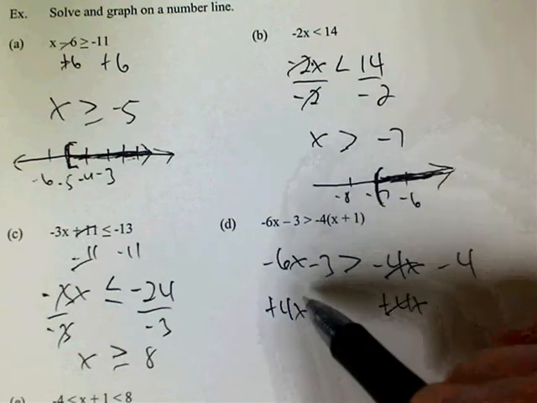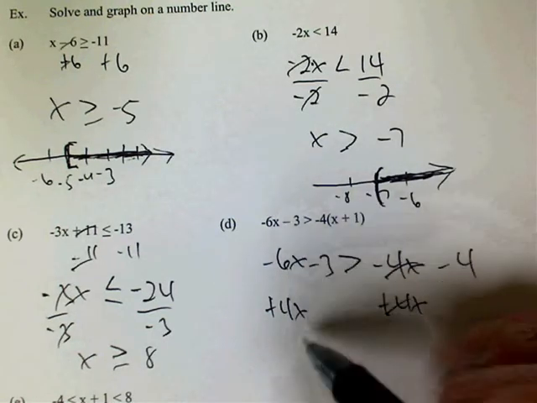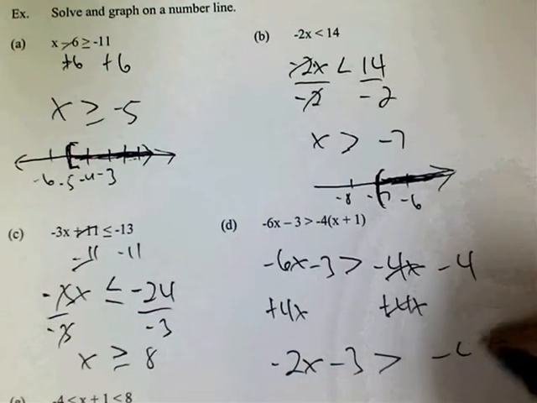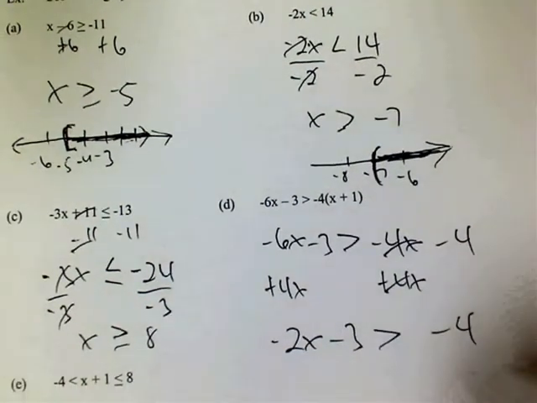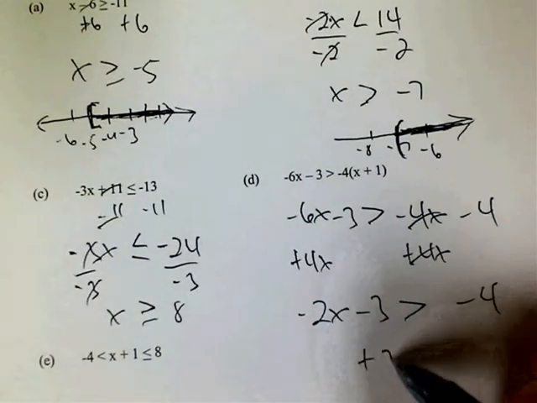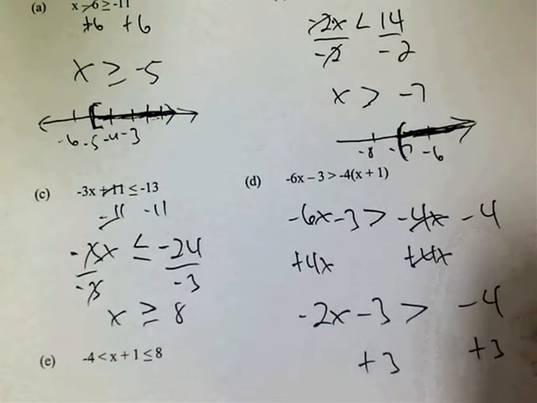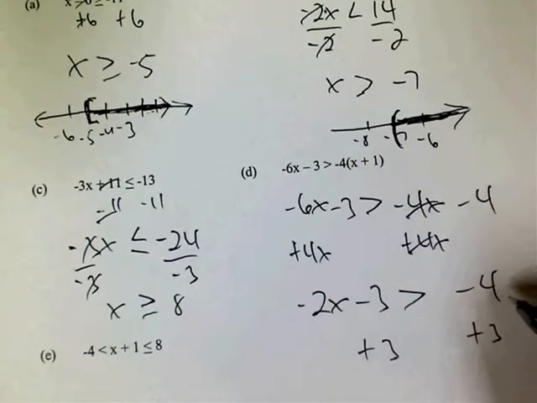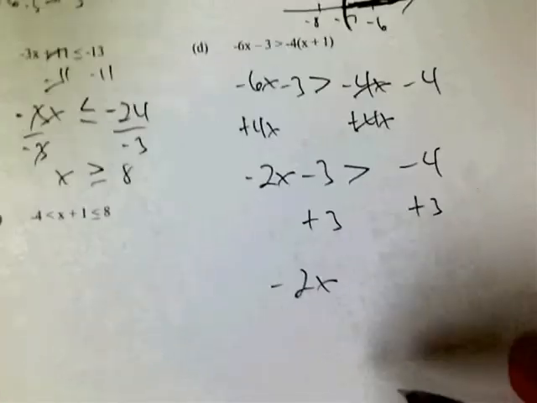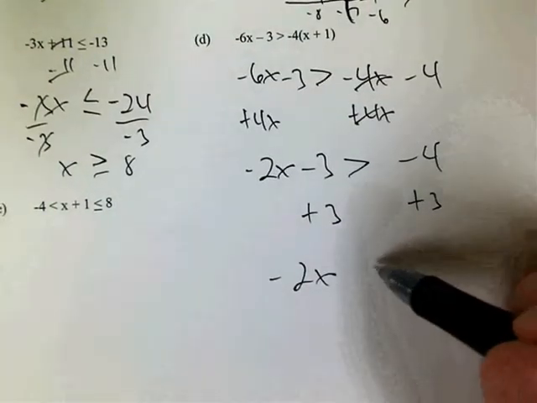And then I'm going to combine like terms. Negative 6x plus 4x is negative 2x. Then I'm going to bring everything else down. I don't switch unless I multiply or divide by a negative. I'm going to eliminate the negative 3 by adding 3, because I want the x by itself, which means we're going to end up with negative 2x on the left side greater than negative 1.